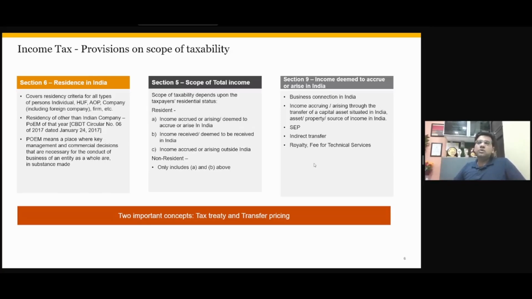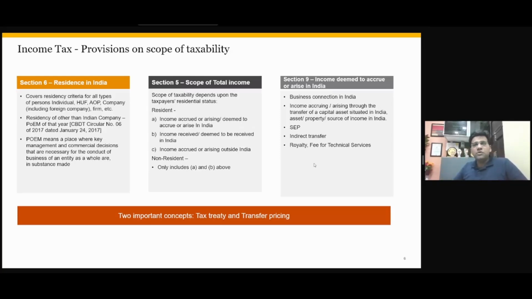Then section 9 talks about certain cases where a deeming fiction has been brought out. Based on that deeming fiction, certain incomes are deemed to be accruing or arising in India. So if you are a non-resident and you fit into the deeming fiction, then you are liable to pay tax on that particular income.